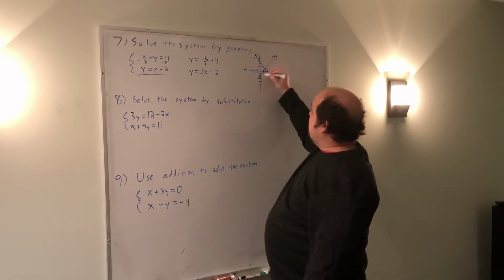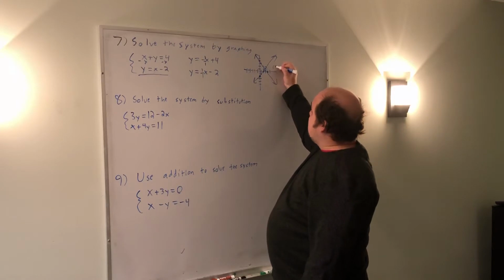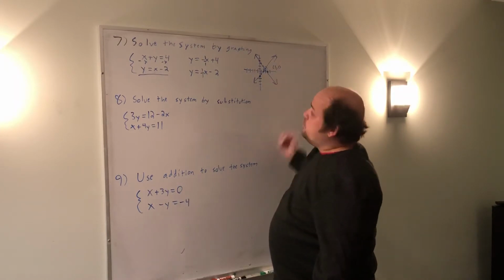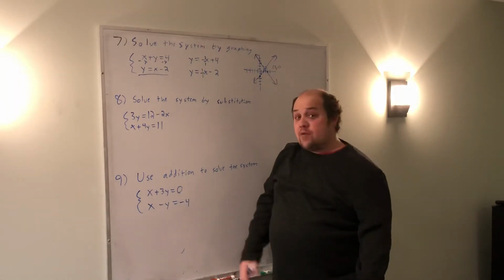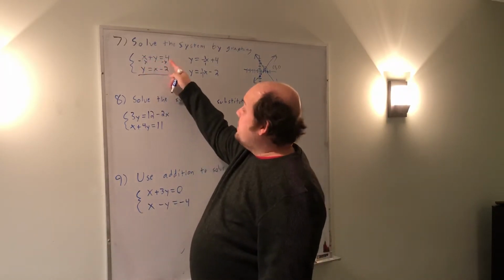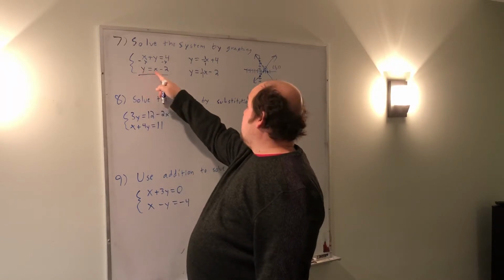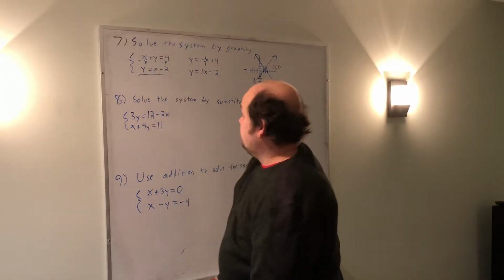It looks like they intersect at a specific point right here, which is the point x equals 3, y equals 1. If I want to check whether that point actually works, I can plug in 3 plus 1, yes it does equal 4. And 1 does equal 3 minus 2.